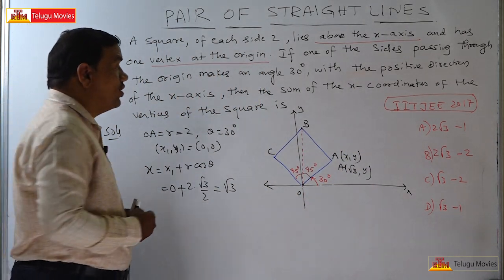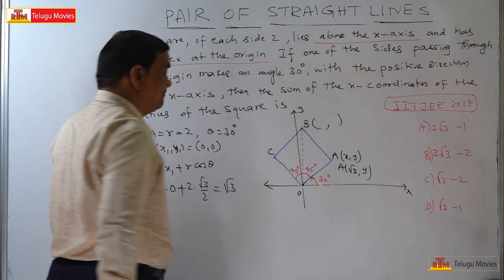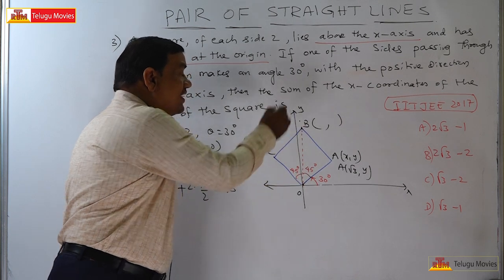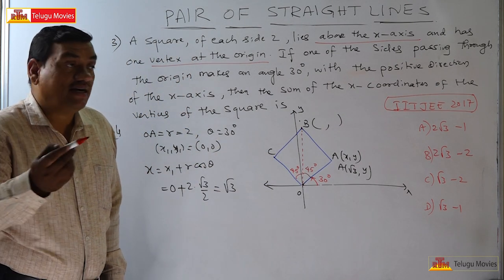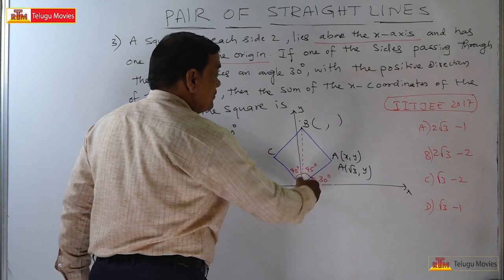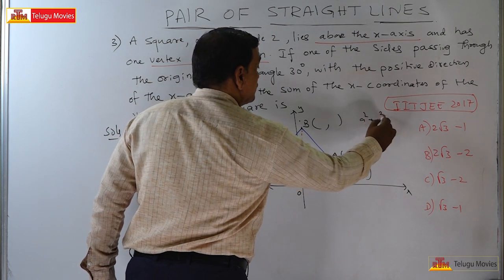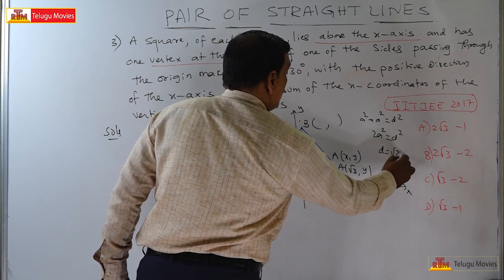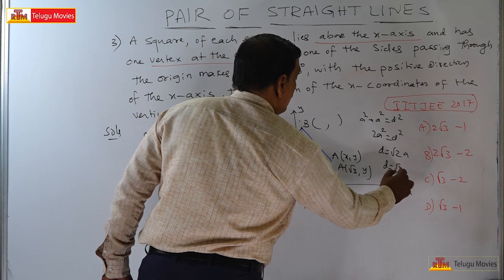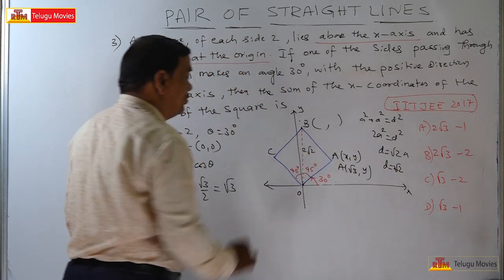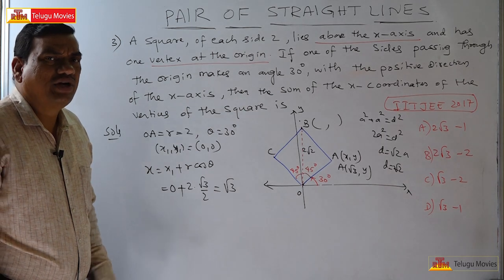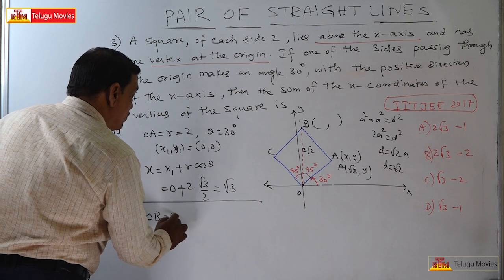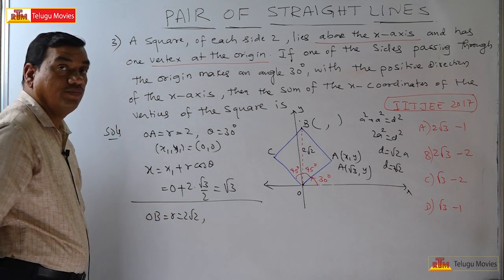Now, I am going to find the coordinates of B. What is the length of OB? The length of OB is nothing but the diagonal. So, a square plus a square is equal to d square. 2a square is equal to d square. D is equal to root 2 a, that is root 2 into 2, so this is 2 root 2. OB length is 2 root 2, the diagonal. So, again OB length, that is R, is equal to 2 root 2.